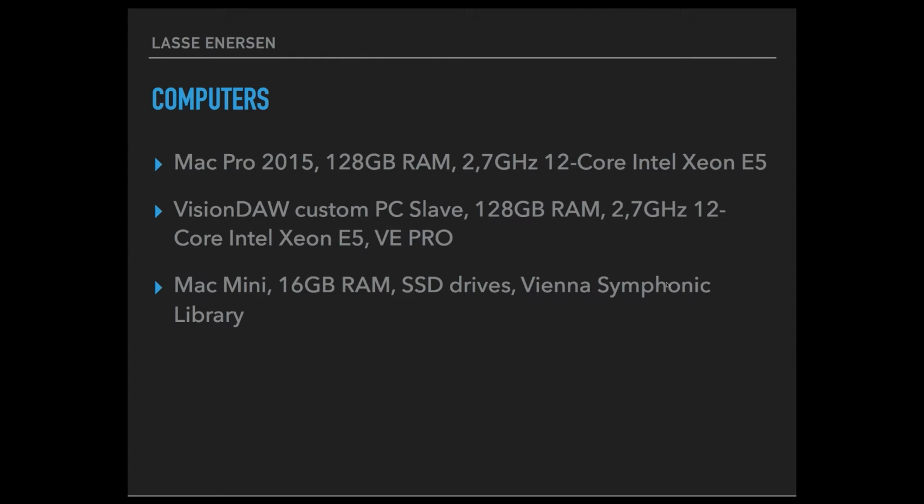Here's my computer setup. I have a Mac Pro master computer, which is running the DAW and all that stuff. Then I have a PC slave that's built by this company called Vision DAW. It's custom built and optimized for one purpose, running the samples in VE Pro, and that computer is amazing. Those two computers are linked via a 10 gigabit Ethernet connection, which allows me to stream a lot more channels of audio from my slave to my master.